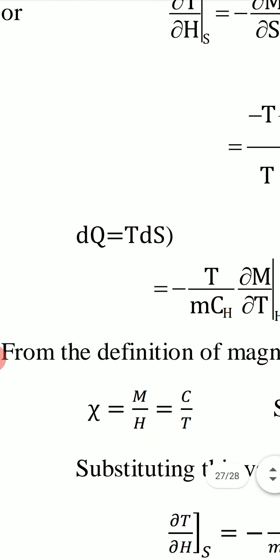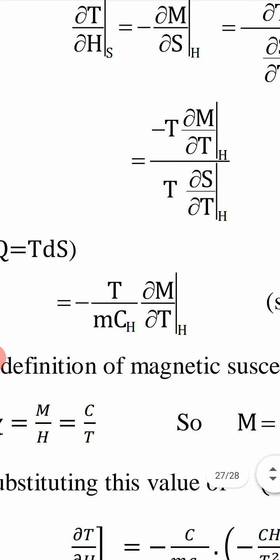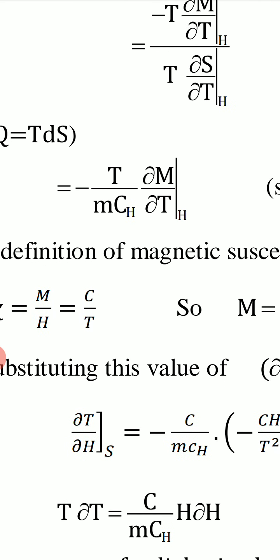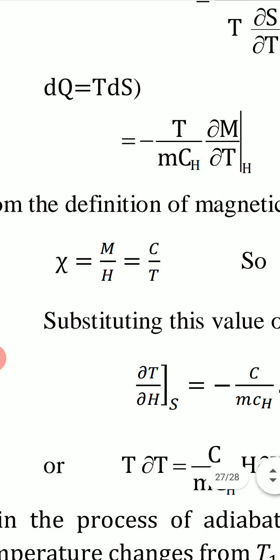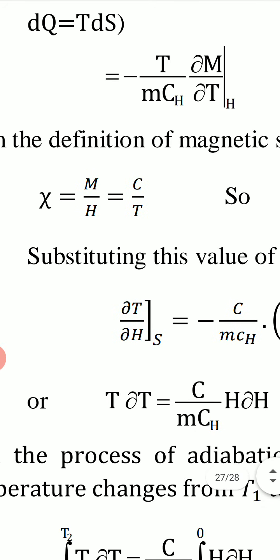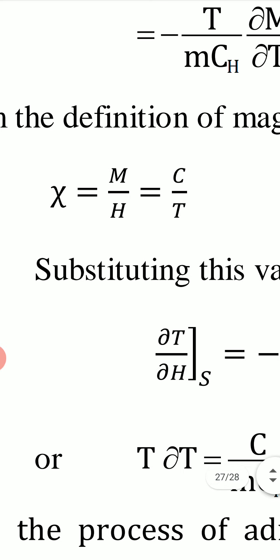Now delta T upon delta H will become equal to minus T upon m C_H, delta M upon delta T at constant H. Magnetic susceptibility chi is defined as M upon H, where H is the magnetizing field and M is the intensity of magnetization. So magnetic susceptibility chi is the ratio of intensity of magnetization and magnetizing field. Chi is equal to M upon H. It is the definition of chi, which is magnetic susceptibility.